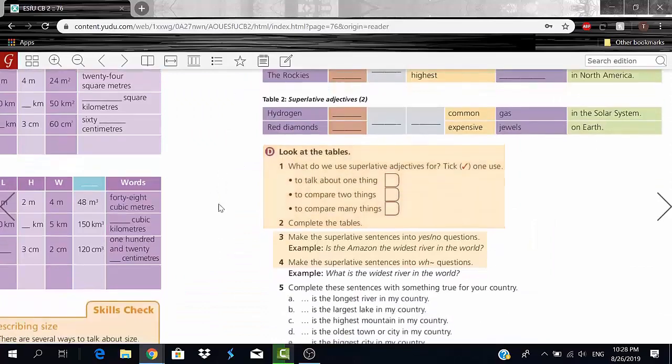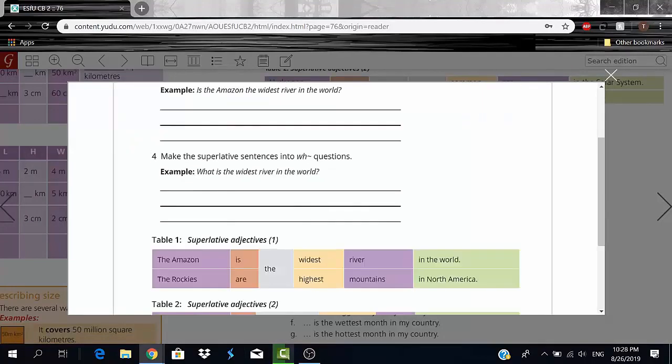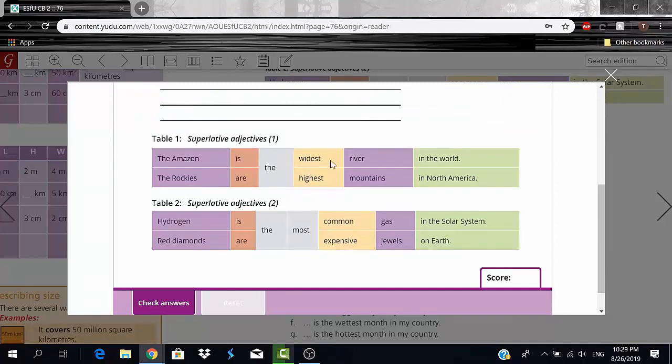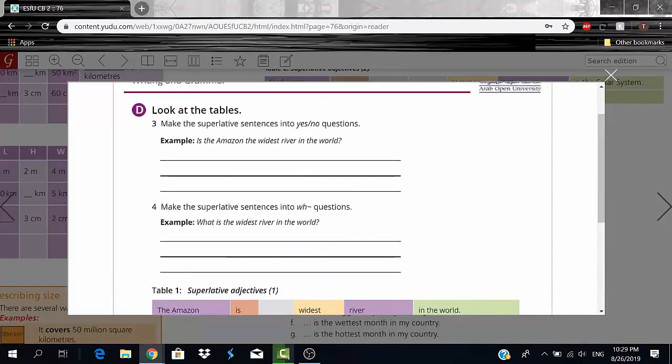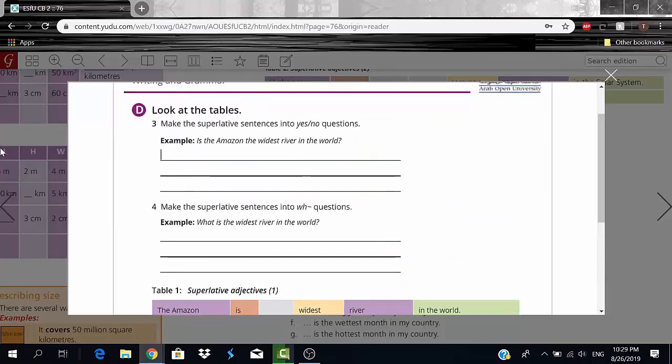We have, let me actually open this as well. So we have make the superlative sentences into yes or no questions. Okay, so now we're going to turn these sentences into yes or no questions. And do you guys remember? It's really simple. You guys remember how to make yes or no questions? Okay, let's start with number 1. The Amazon is the widest river in the world. So we're going to say, is the Amazon, right, the widest river in the world? Question mark, right? That's how you say it.